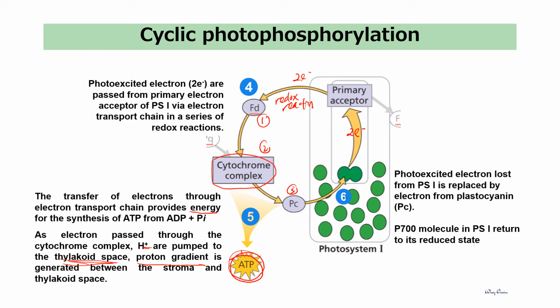But the photoexcited electron from the primary pigment of the reaction center in PS1 causes electron deficiency, and this will be replaced by the electron from plastocyanin. This is why we notice that the P700 molecule in PS1 returns to the stable, reduced state, because it accepts the electrons. And if we study this diagram one more time, this is why it is named cyclic, because the electrons flow in a cycle.